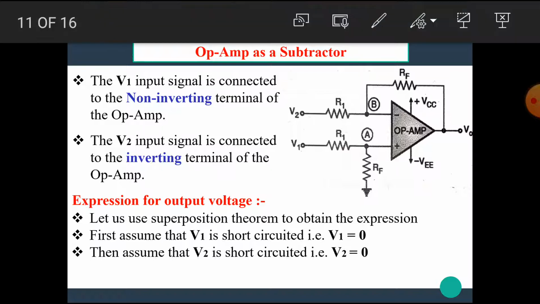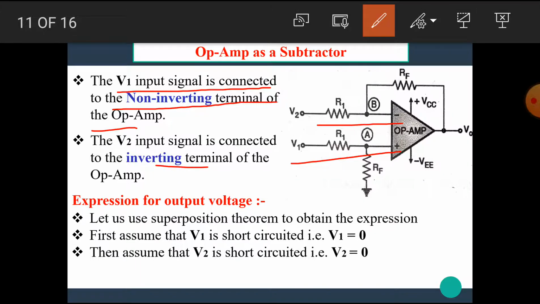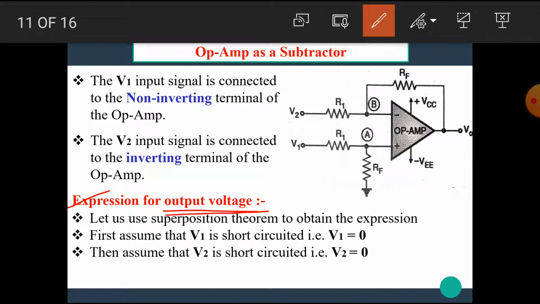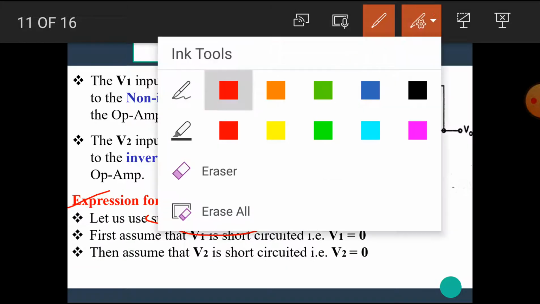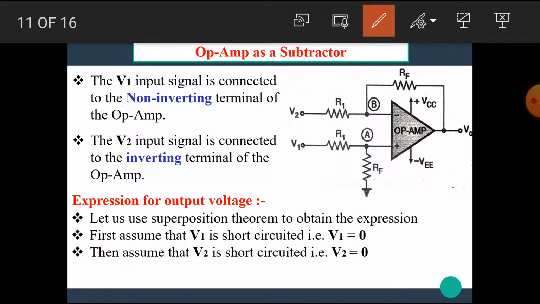Now let's see, the V1 input signal is connected to the non-inverting terminal of the op amp. That means V1 is connected to the non-inverting and V2 is connected to the inverting terminal of the op amp. Now let's find the expression for the output voltage. Let us use the superposition theorem to obtain the expression. To get the expression for this configuration, we have to use the superposition theorem.